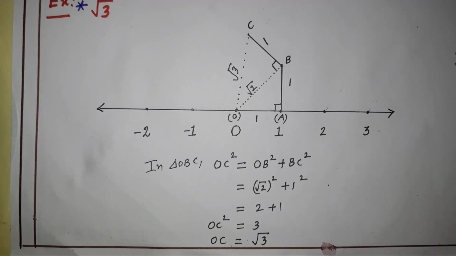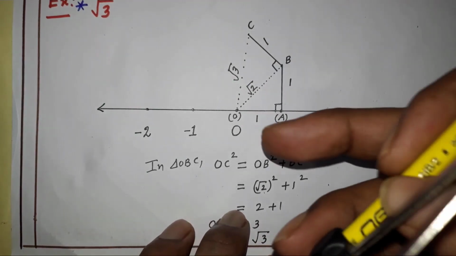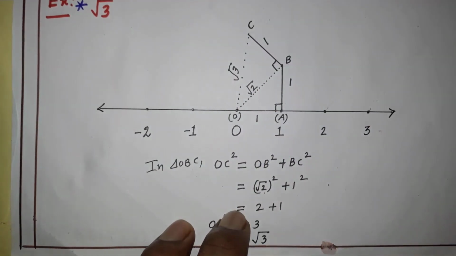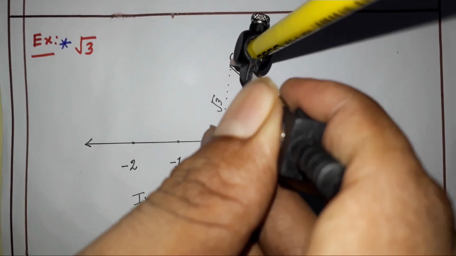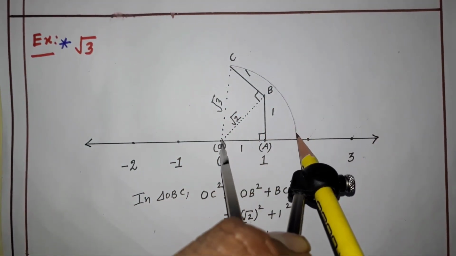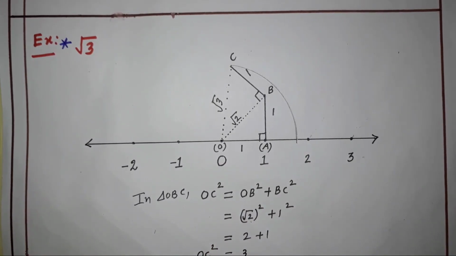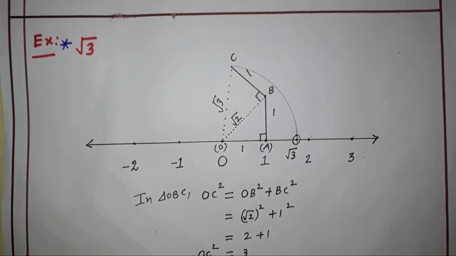Now I am going to plot this root 3 on the number line. So OC we have got as root 3. This OC distance we have to show as a point on the number line, which is root 3. So children, with O as center and OC as radius, if I draw an arc, you see where this arc intersects the number line, that point is root 3. So this is the way to represent root 3 on a number line.